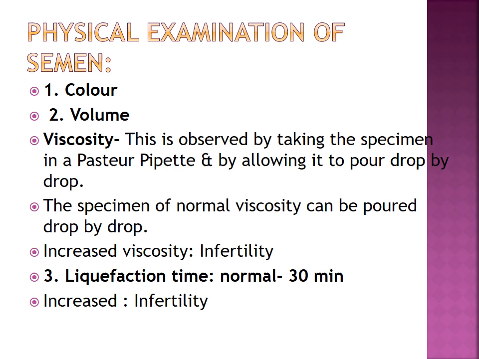Viscosity, that you have to do by taking the semen sample after half an hour, that is after liquefaction time, into the Pasteur pipette and allowing it to go drop by drop. If it is going drop by drop, then it is normal viscosity. If it is not going drop by drop and forms a line of string from the Pasteur pipette, then it is increased viscosity, and increased viscosity may be the reason for infertility.